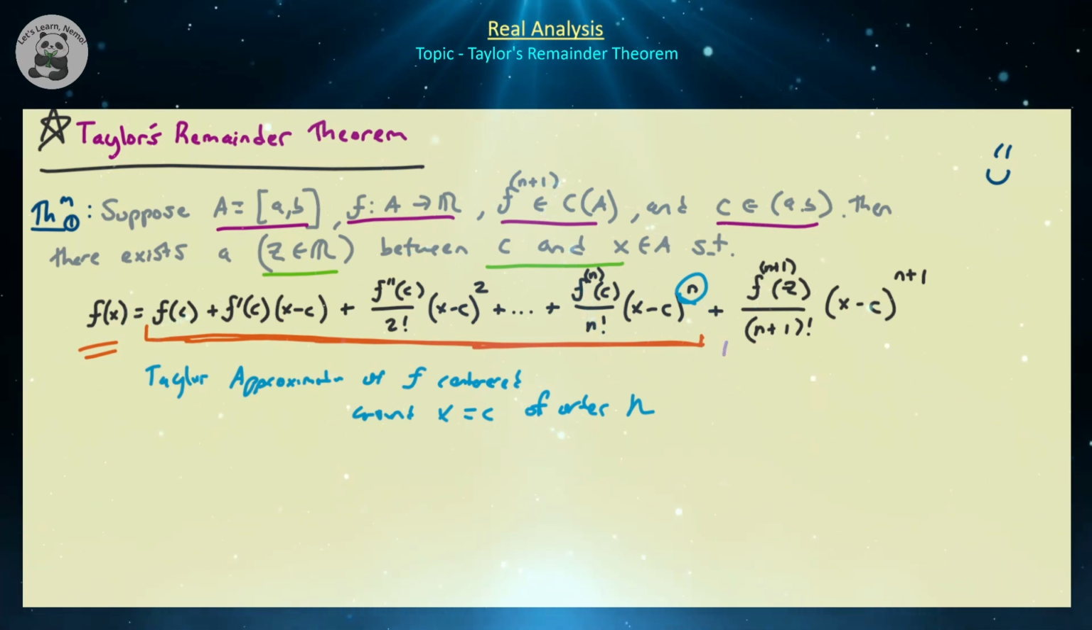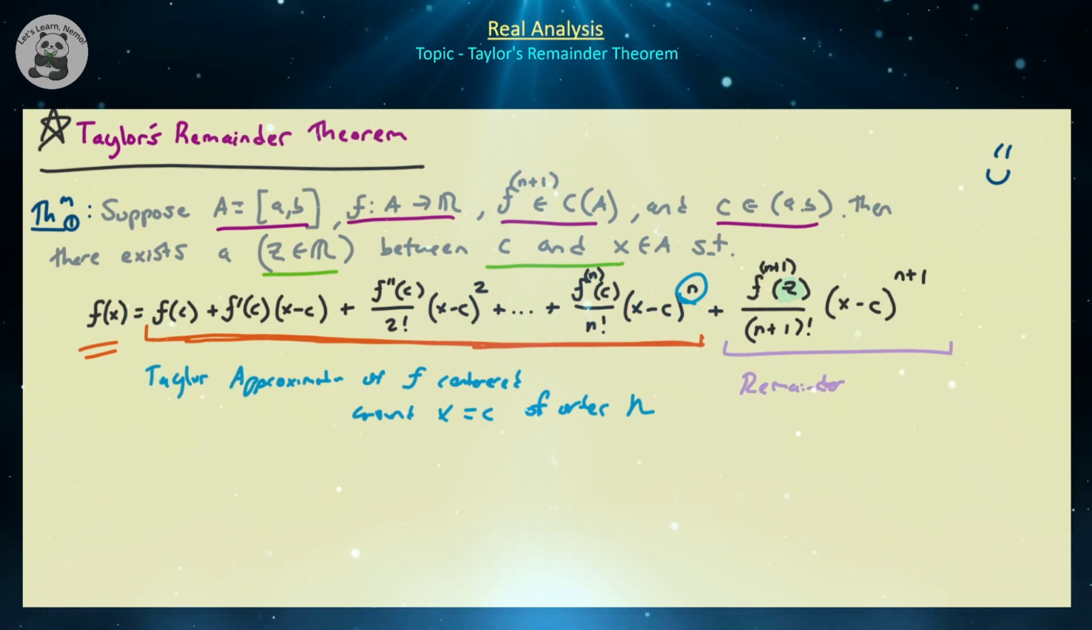And this little character at the end, this is where that number z comes into the picture. This is usually referred to as the remainder term.